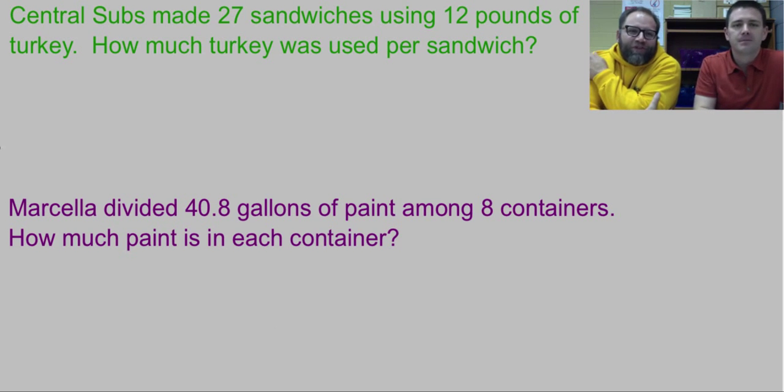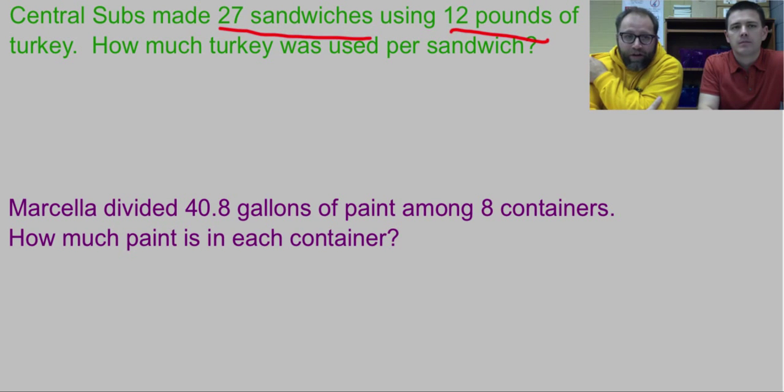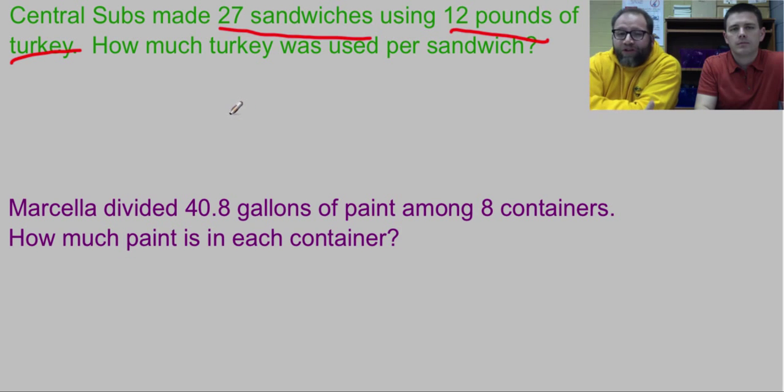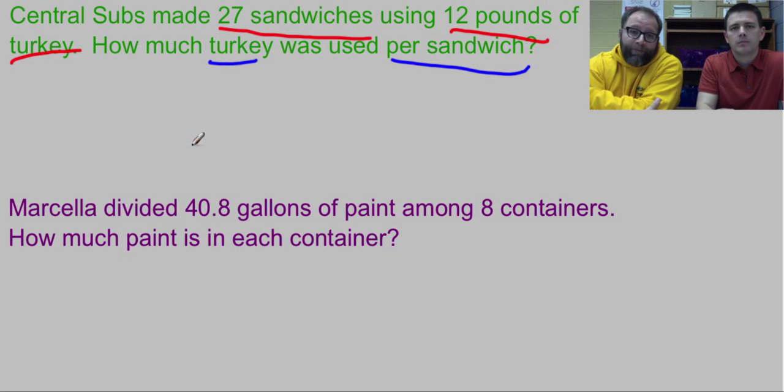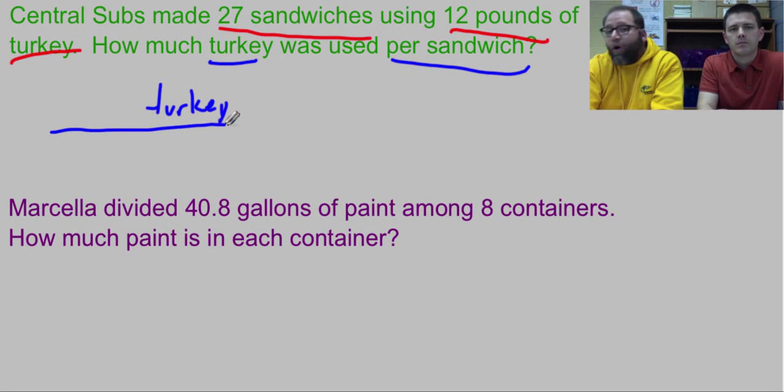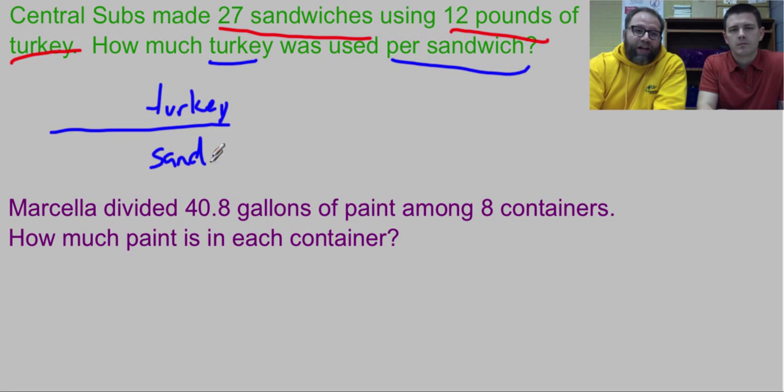Okay, here we got Central Subs made 27 sandwiches using 12 pounds of turkey. How much turkey was used per sandwich? So key in setting this up is, let's start with, what is the question asking us to do? If the question is asking us, what is the turkey used per sandwich, we need turkey as the numerator and sandwiches as our denominator. So if I set that up with just the units first, writing turkey over sandwiches, then I can go back in the problem and find the numbers that I need.